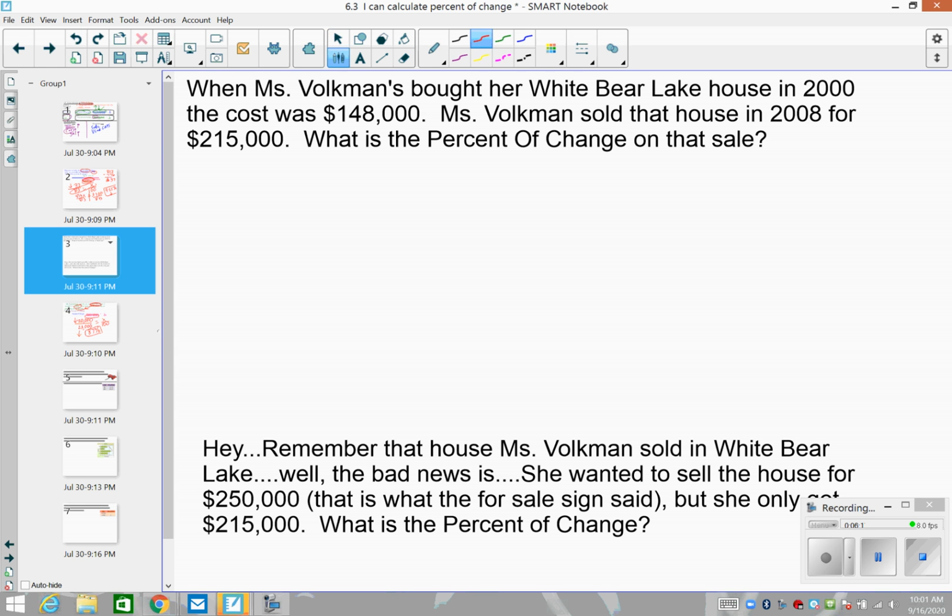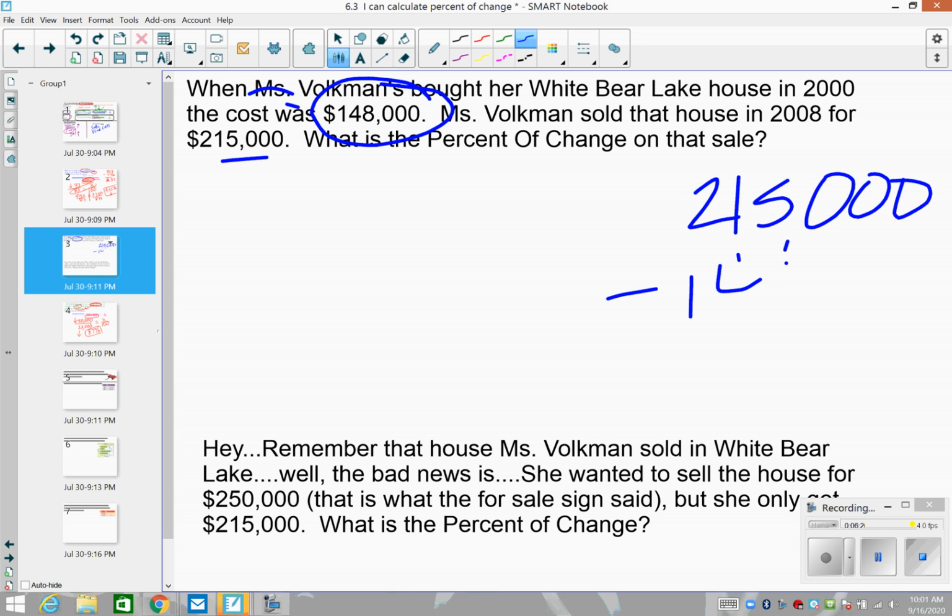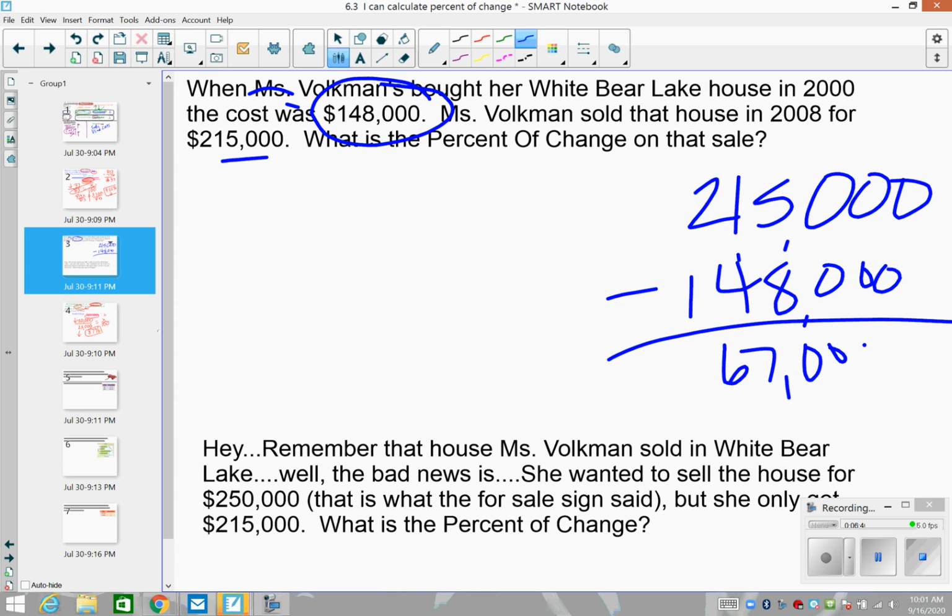So the first thing is we want to figure out how much did it change. So those are the two numbers that we're dealing with. So we have 215 minus 148. So the amount of change would be 215,000 minus 148,000, the two prices, is a 67,000. Yay! Increase in money for the sale of our home. So we made $67,000 cash on the sale of that home.